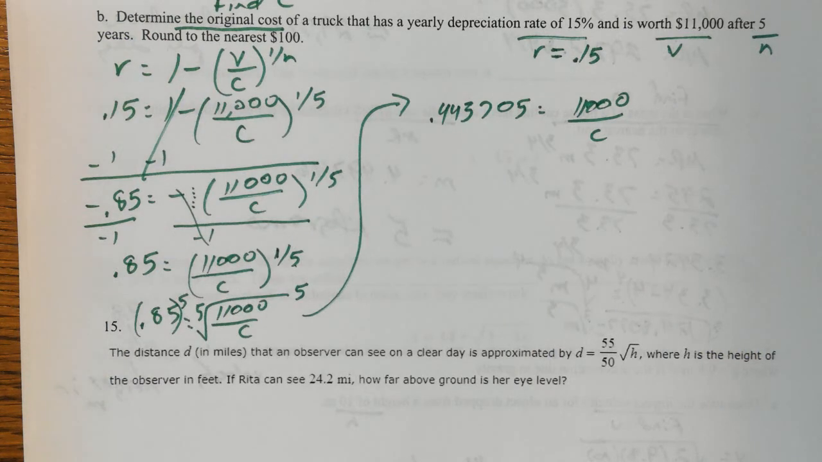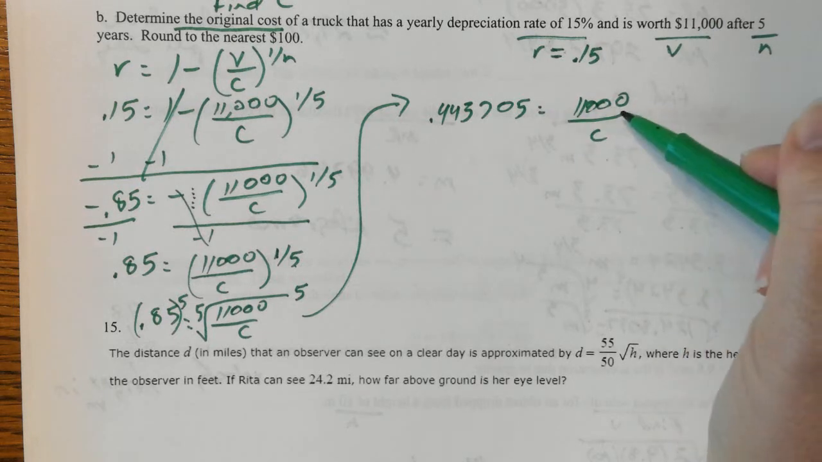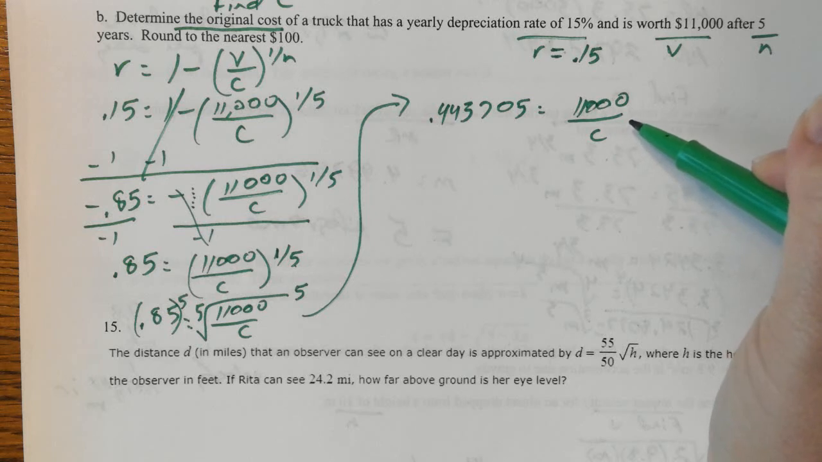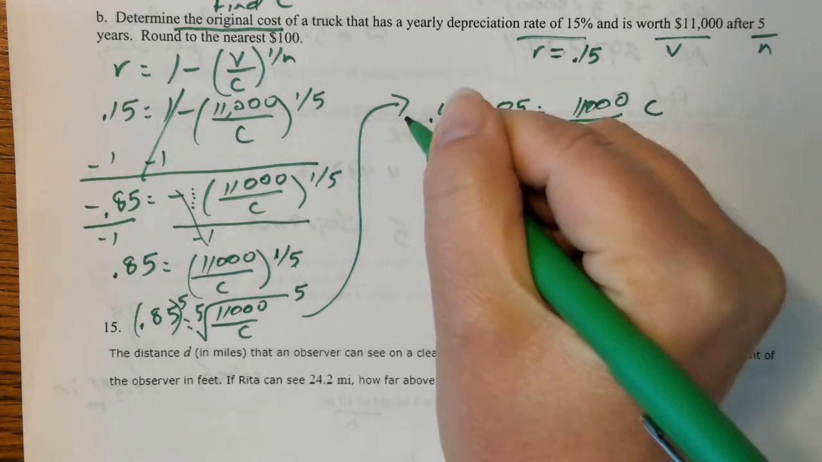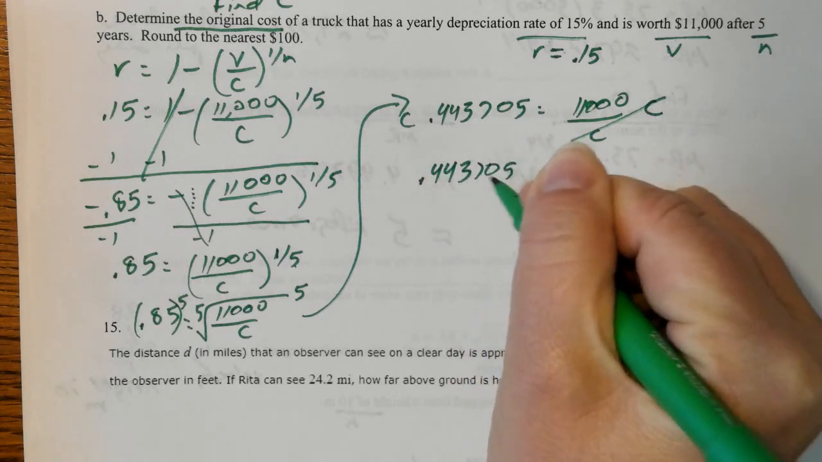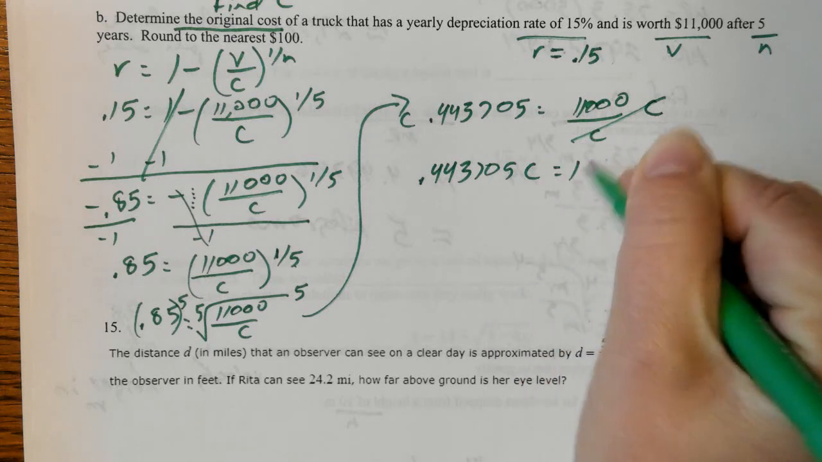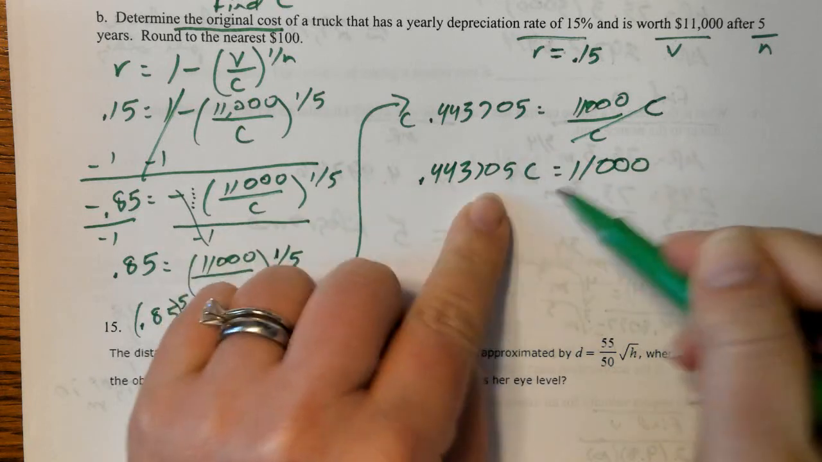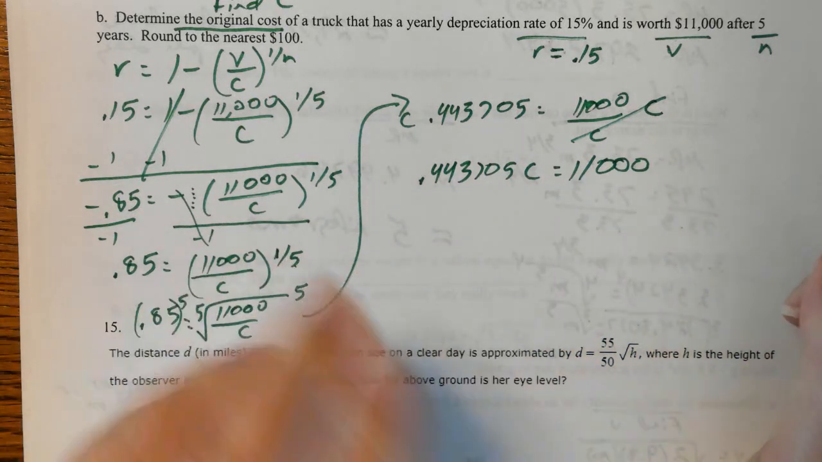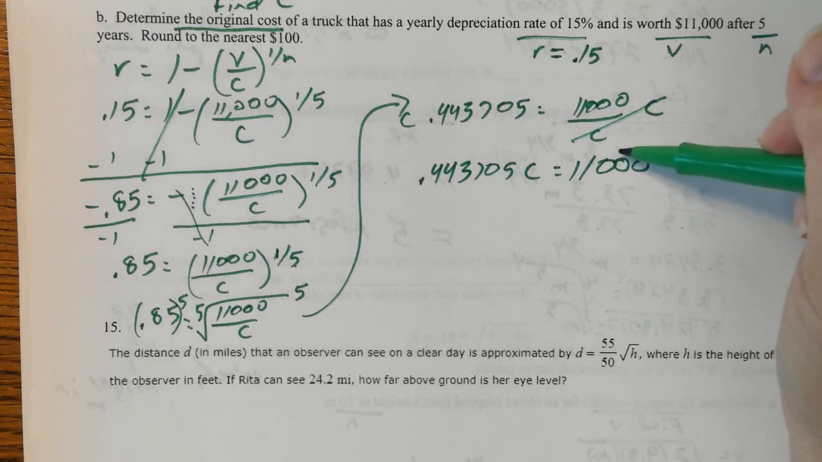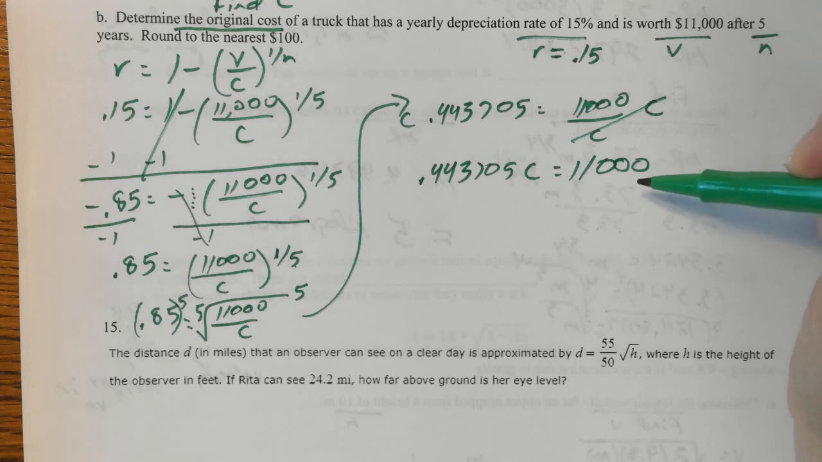Okay, now we need to get C alone. The problem we run into here is even if I get rid of the 11,000, C is on the bottom. We don't want C to be on the bottom. We want C on the main line. So here's what I'm going to do. I'm going to multiply both sides by C. What that will do is leave 0.443705 blah, blah, blah, blah, blah. C equals 11,000. C is now out of the denominator and on the main line. Now I can get C by itself, okay? If I had gotten rid of the 11,000, C would have still been on the bottom, and that's not good. We need C on the main line on the top.